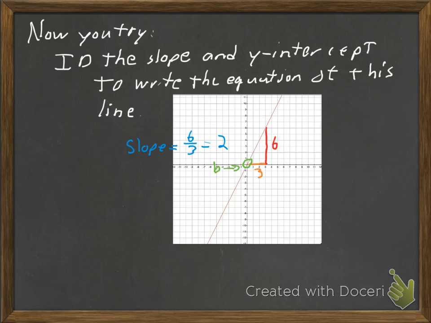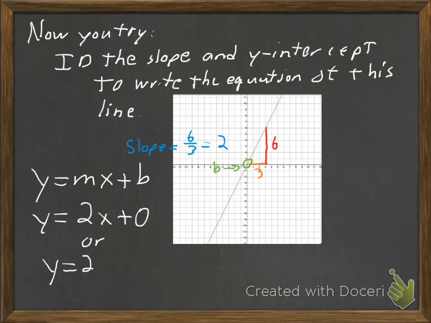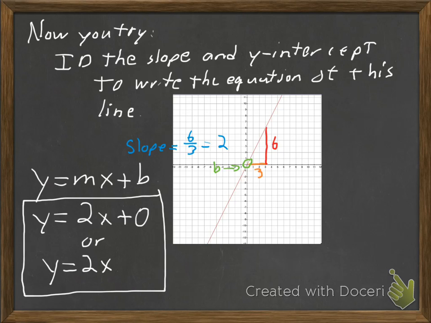Then we find the y-intercept. In this example, it crosses at 0, 0. So my y-intercept is 0. The final step is remembering that our equation of a line is y equals mx plus b. We then plug in the values we just found, and we simplify the equation to look like y equals 2x.